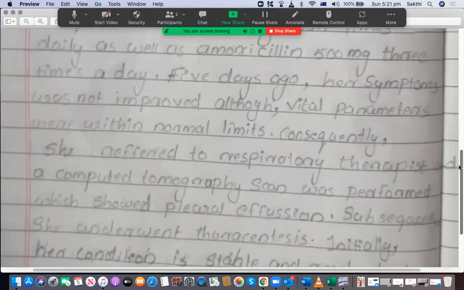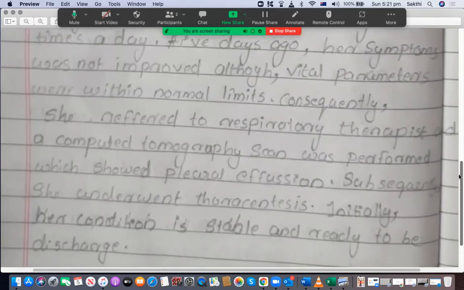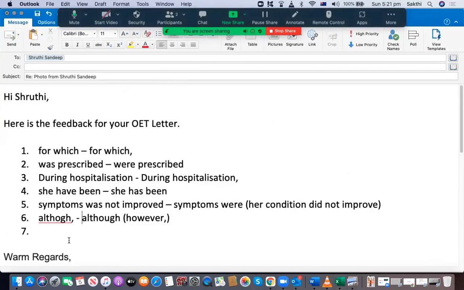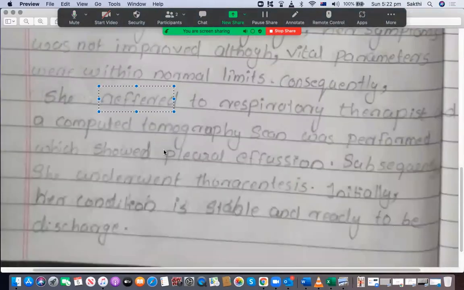Consequently, comma, she referred, okay? Remember this, double F is wrong. "Referred" never ever goes with the double F. If you say R-E-double F-E-R-E-D, that's wrong. You should use R-E, single F, single E, and then double R-E-D. This is correct. It's only double R, not double F, okay? Is that clear? Yes, sir.